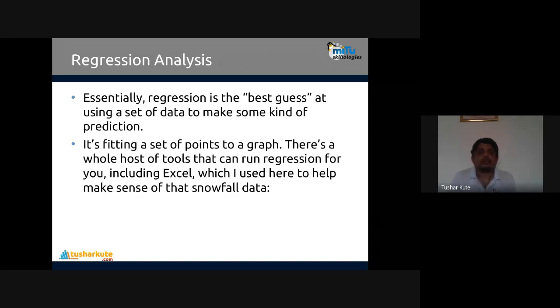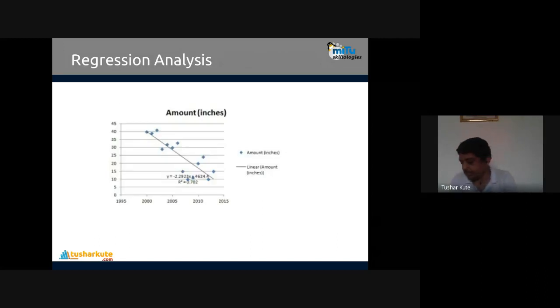So it's fitting a set of points on the graph. There is a whole host of tools that can run regression, like Excel, which I mentioned, that can be used to perform the operation and check the snowfall data. Any technique can be applied there. It's very easy. In bivariate regression I have also shown this. Directly by using a plot, we can plot this data. Directly by using the linear regression function, we can perform this operation. Even in scikit-learn, there is a class called LinearRegression which we can use to build this kind of model. It's easy.